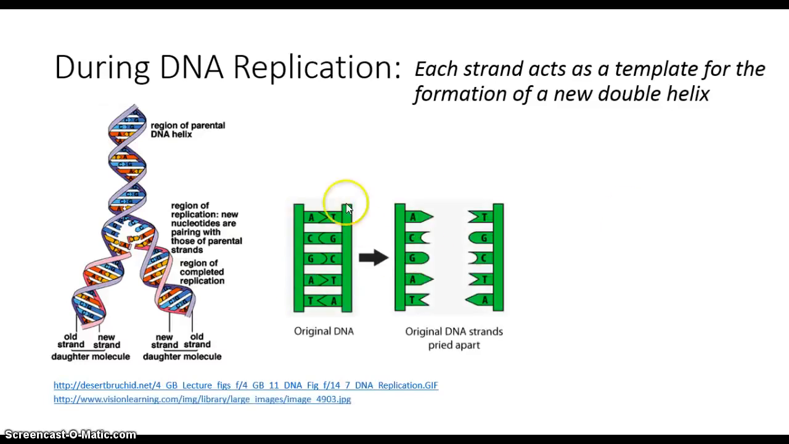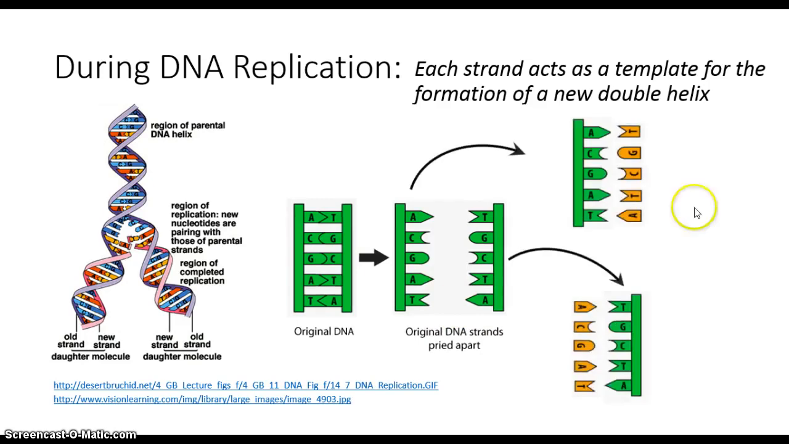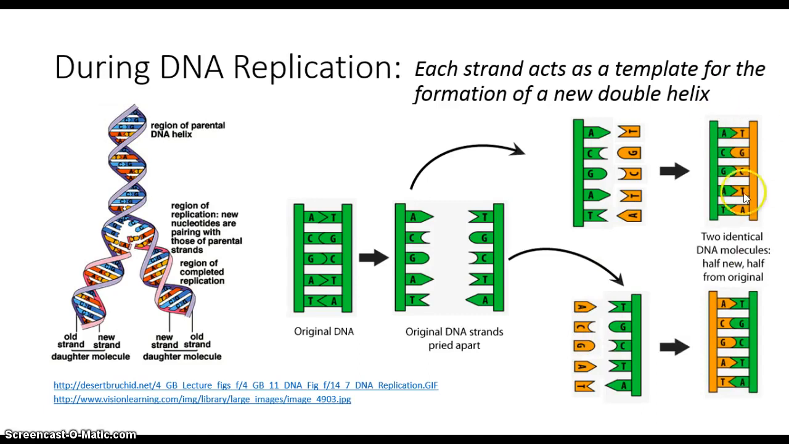This is the original DNA. You pry apart the two strands, and then just match up the complementary bases for each of the strands, therefore creating two new molecules, which are half old and half new. You can see that these bases here are exactly the same as the original one that you started with, due to the rule of complementary base pairing.